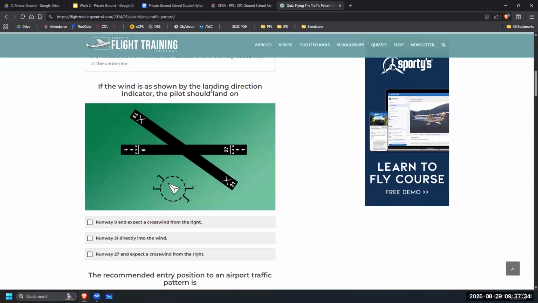Seems like we understand that. The wind is shown by the landing direction indicator. So this is different than what we talked about, the windsock. This is one of those triangle indicators for the wind. The pilot should land on what runway if this is indicating the wind down here? That's a tailwind. Alright. What are we thinking? 9. Runway 9 and expect a crosswind from the right?